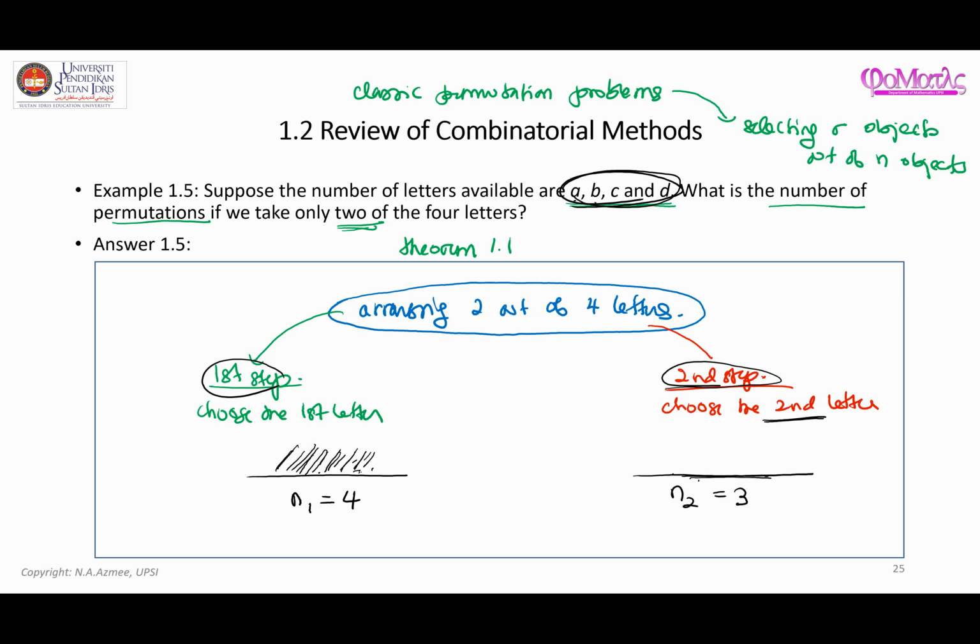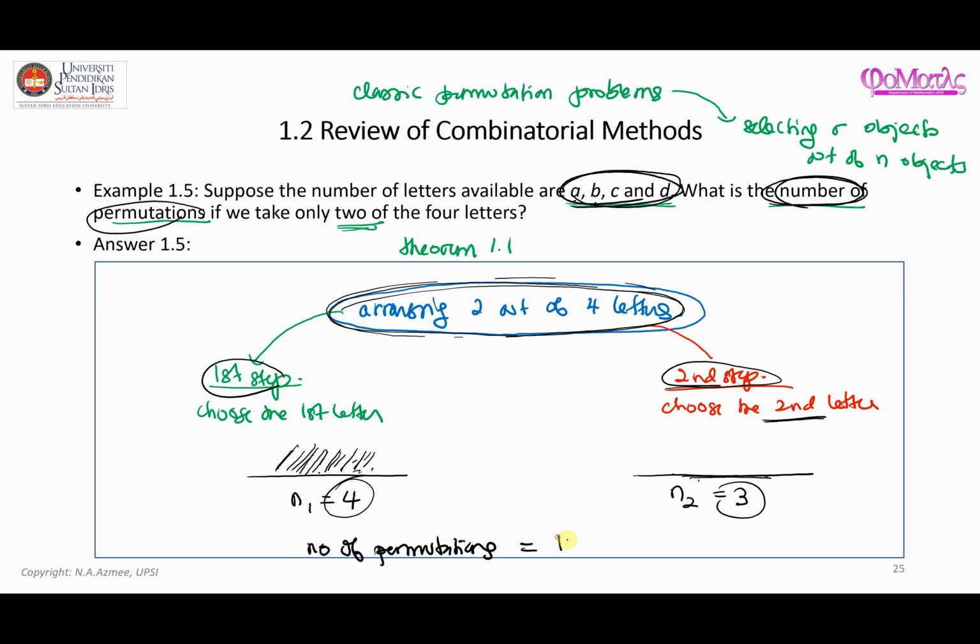Okay, therefore the number of permutations, the number of ways you can arrange 2 letters out of 4 letters, is going to be obtained by multiplying 4 and 3. So it's going to be equal to 4 times 3, and this is going to be equal to 12. So there are going to be 12 different ways of choosing 2 out of 4 letters and arrange them.